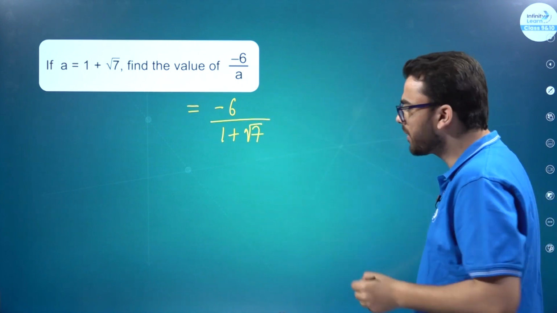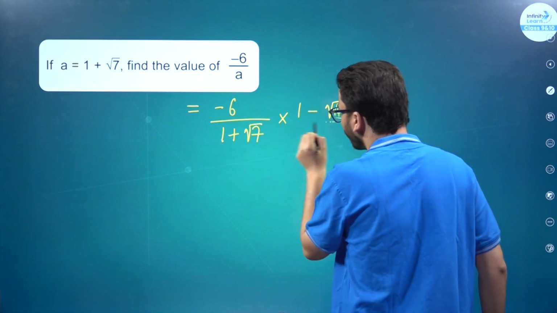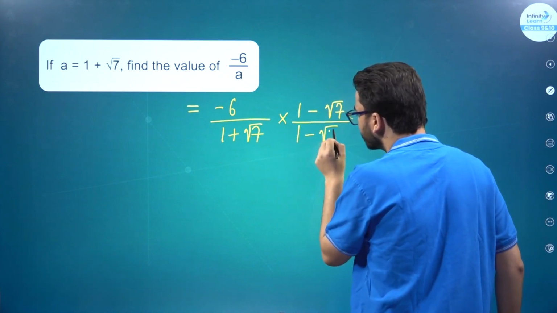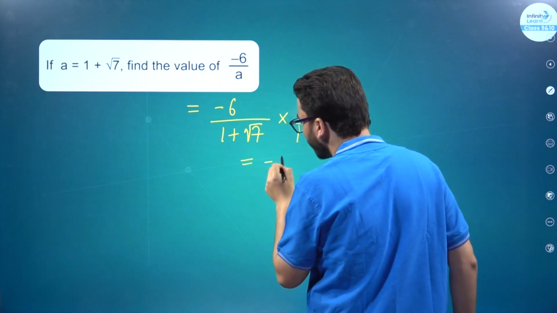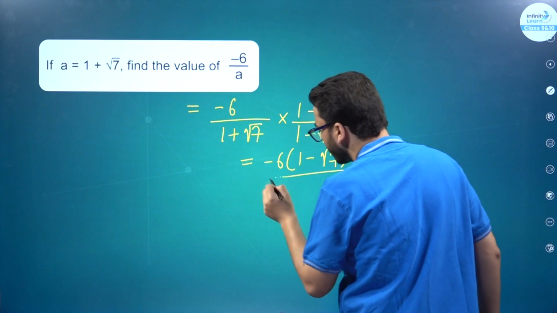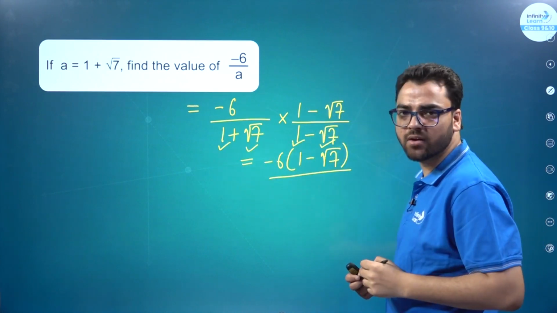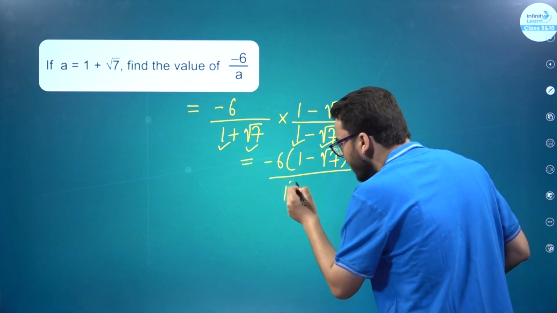So we have to multiply and divide by 1 minus root 7 over here. We have to multiply and divide by 1 minus root 7. So that is equal to minus 6 into 1 minus root 7. Now that is equal to a plus b, a minus b. So what is that equal to? That will be a square minus b square.